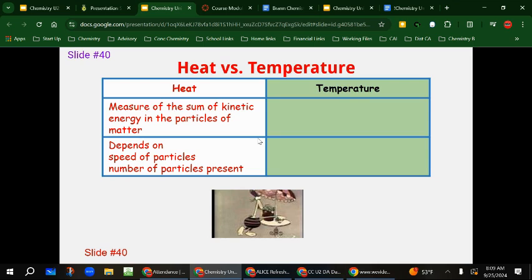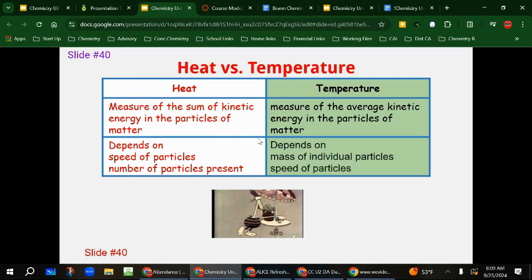Okay? Now, what is the same about these two? They are at the same temperature. What is temperature? Temperature is a measure of the average kinetic energy in the particles of matter. The average kinetic energy in particles of matter. That depends on the mass of individual particles and the speed of the particles. So both heat and temperature, I'll go ahead and type.